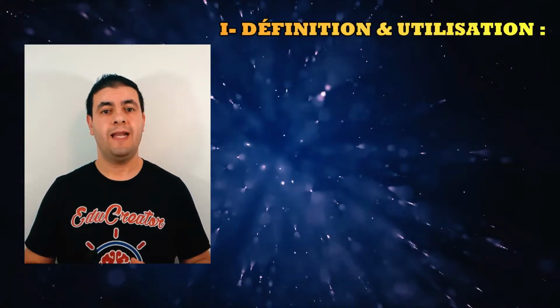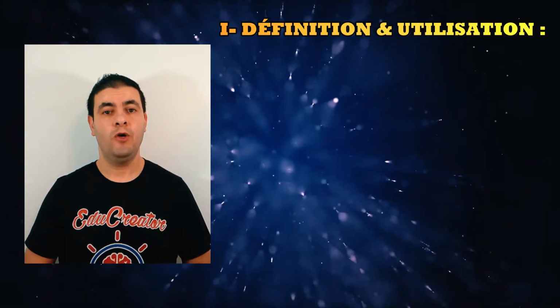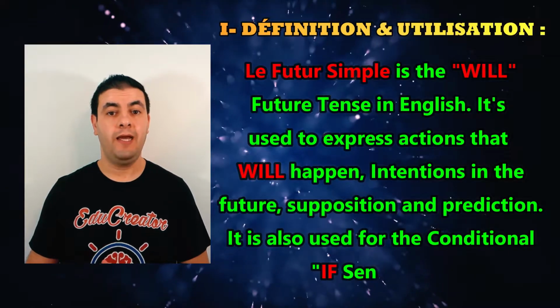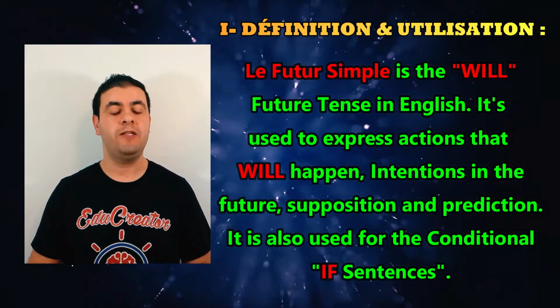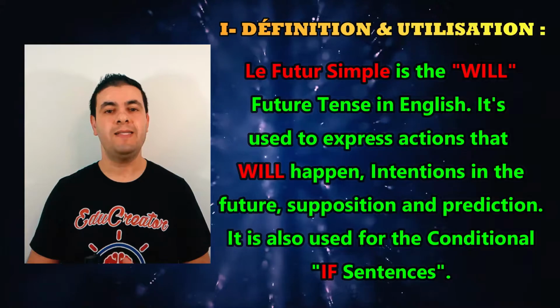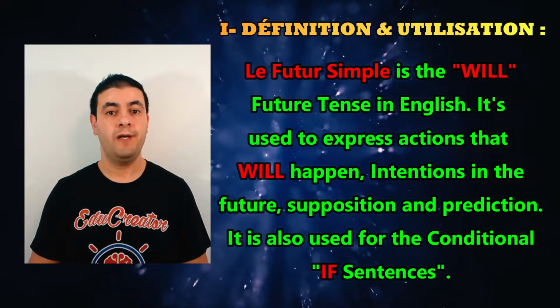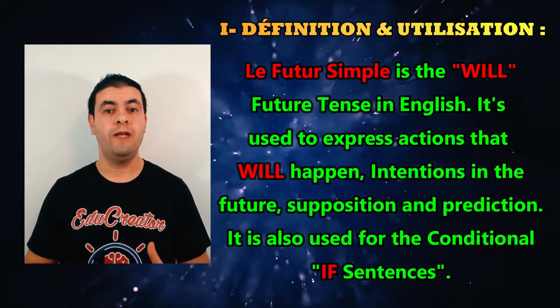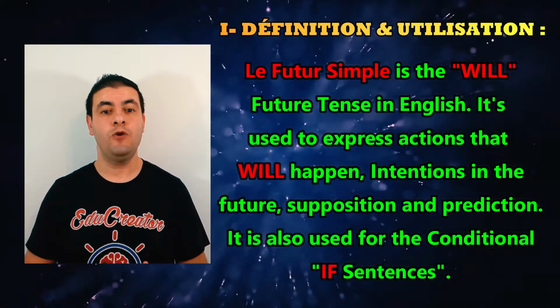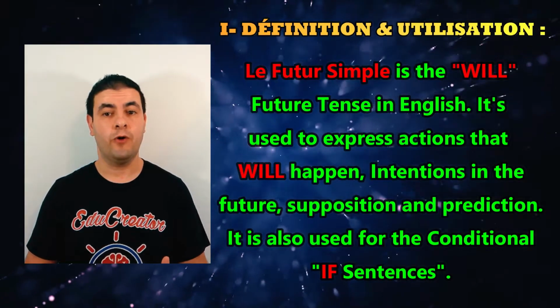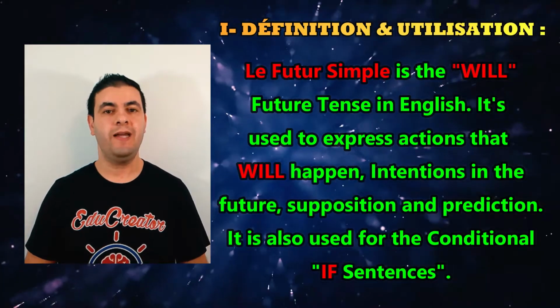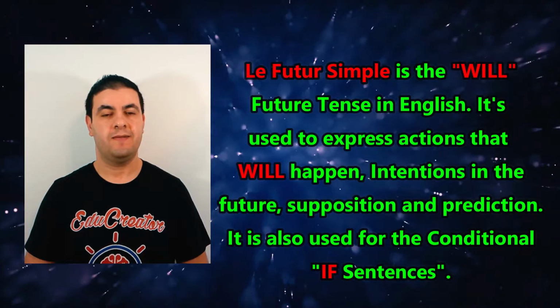Let's begin with the first part of this video, which is la définition et l'utilisation. Le futur simple is the will future tense in English. So, le futur simple est utilisé pour exprimer des intentions dans le futur, future intentions or future actions. Il est aussi utilisé pour exprimer des suppositions et des prédictions dans le futur. Et aussi le conditionnel, which is in English the if sentences.